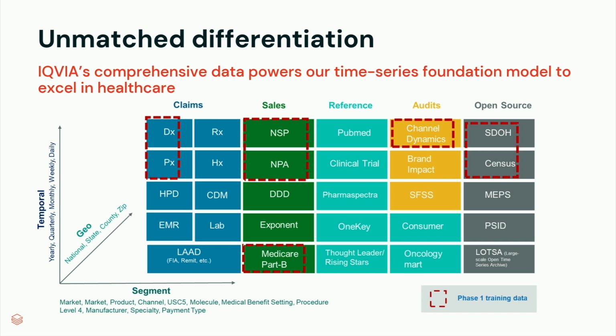All of them are three-dimensional. On one dimension, of course, it is time series, claim data. On the other dimension, we have the geographic information. On the third dimension, we could have segments. For example, when we do marketing, we often do segments. So using this three-dimensional data, we have all these data sets, for example, DX, PX, NSP, NPA, channel dynamics. SDOH means socioeconomic data. In this phase one foundation model, we only use the data sets within this circle.